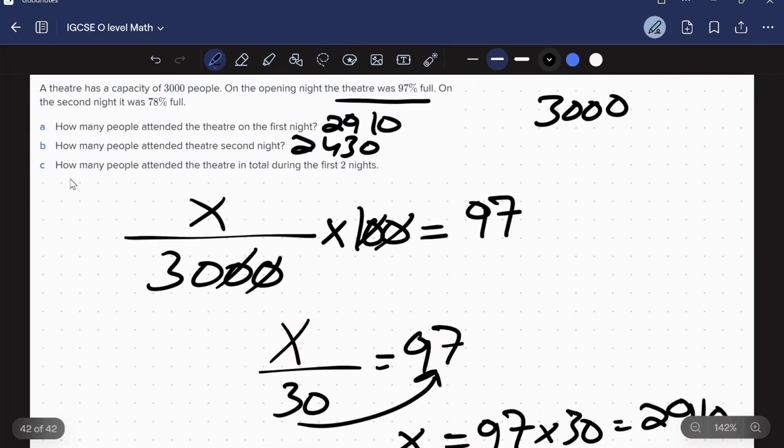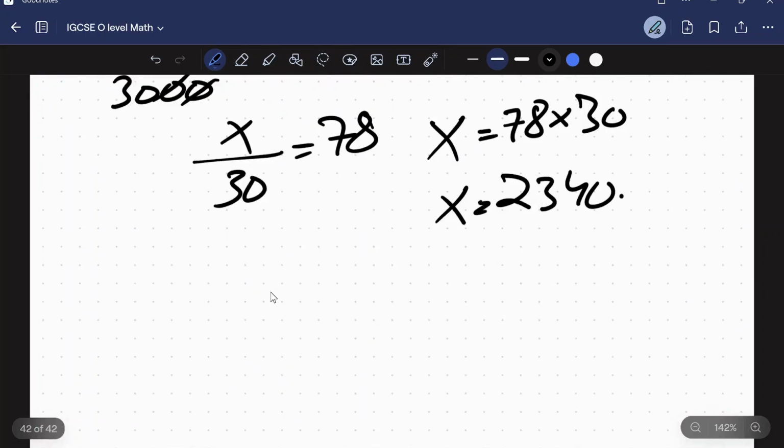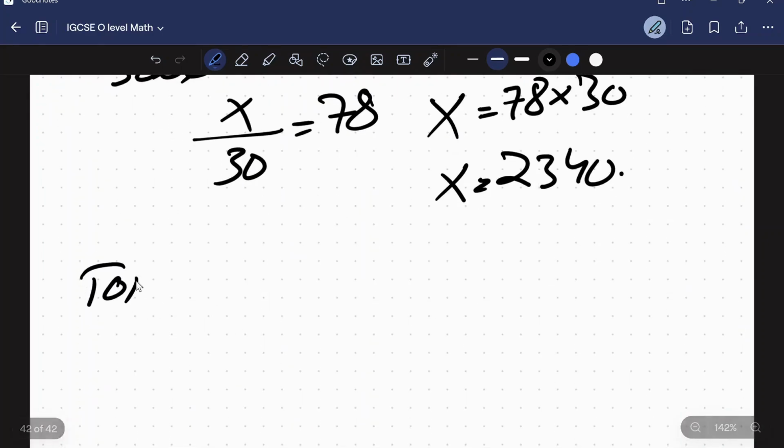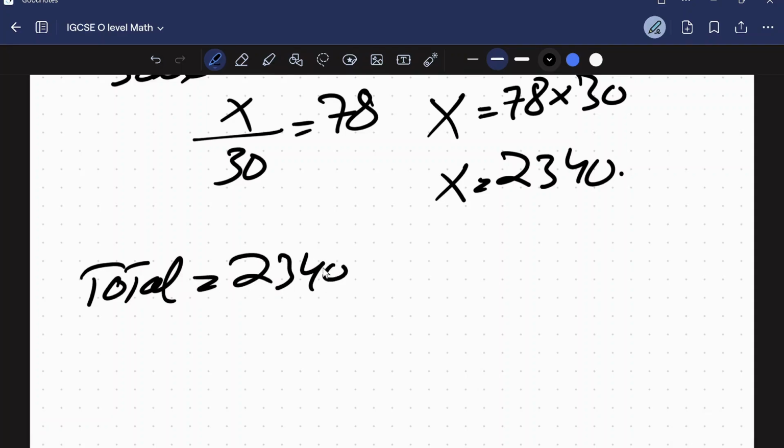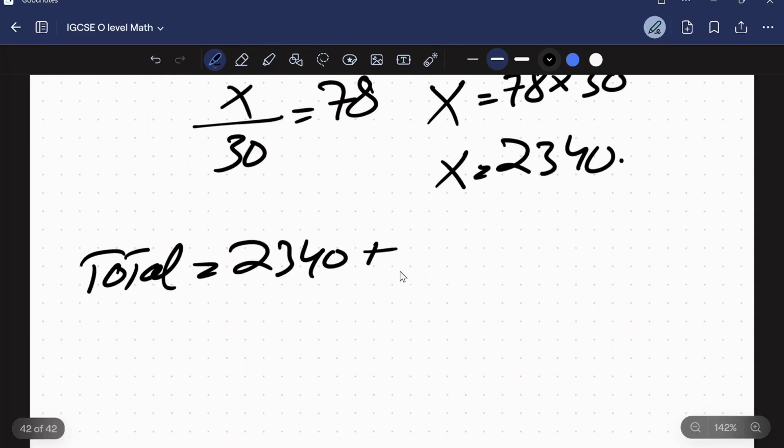So in part C, they're asking how many people attended the theater in total during the first two nights. Well, that is easy, because you just need to find the total for the two nights, which is just the addition: 2340 plus 2910. We just need to add them, and that makes up 5250. Okay, so 5250 people together for the first night and the second night.